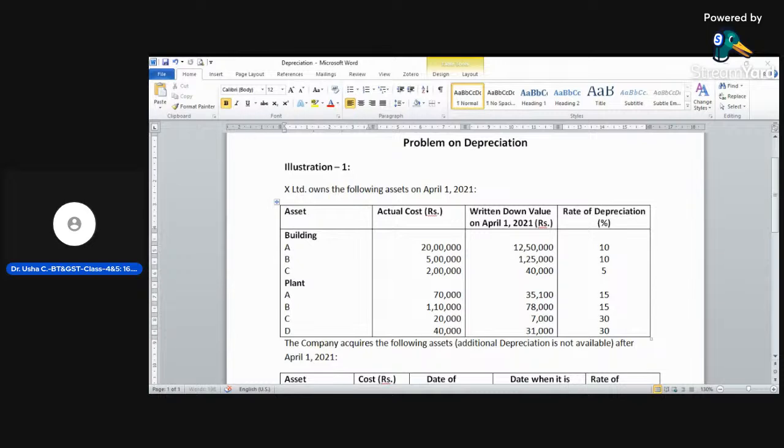In the sense, look at here, the cost of building A is 20 lakh, building B is 5 lakh, building C is 2 lakh. Whereas the rate of depreciation for building A and B is 10%, whereas for C it is 5%. So we can make these buildings into two blocks. Block 1 is at the rate of 10% having assets A and B, and block 2 can be building C with a 5% rate of depreciation.